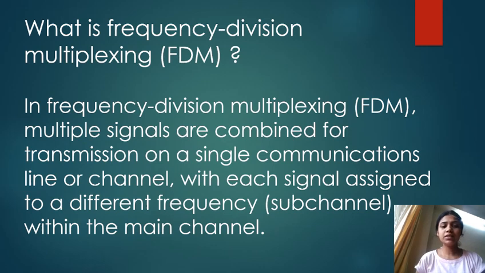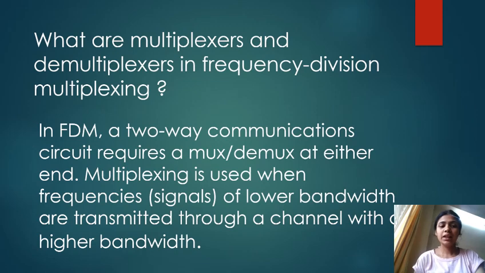Let us discuss what is frequency division multiplexing. In frequency division multiplexing, multiple signals are combined for transmission on a single communications line or channel, with each signal assigned a different frequency within a main channel. Let us discuss the multiplexer and demultiplexer in FDM.